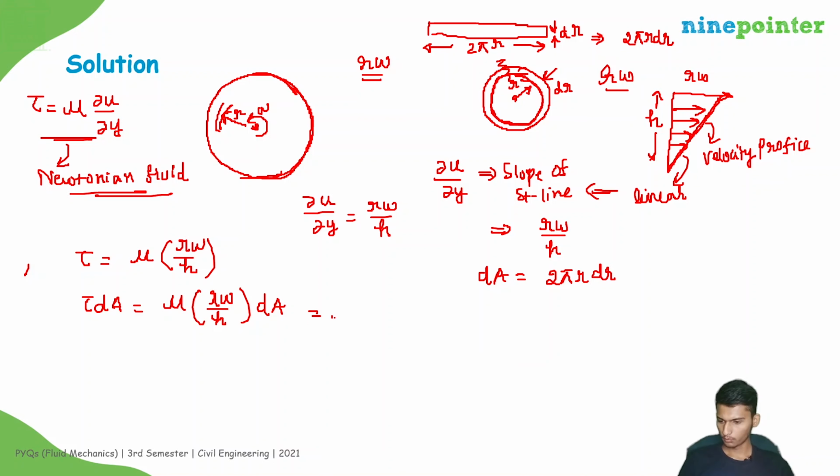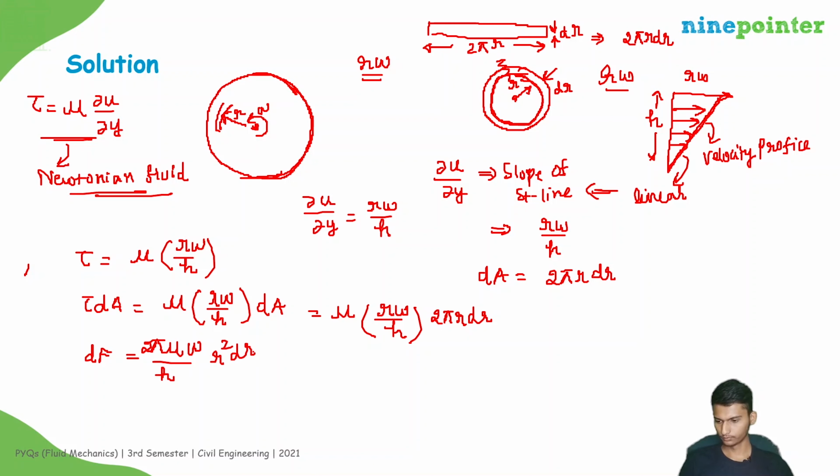So tau dA is mu into r omega divided by h into 2 pi r dr. So dF will be equal to 2 pi mu omega divided by h r square dr. So what will be d torque? Small torque at the shaft because of this shear force on the ring element, that is at a distance r. See, the total force dF will be at a distance r, right?